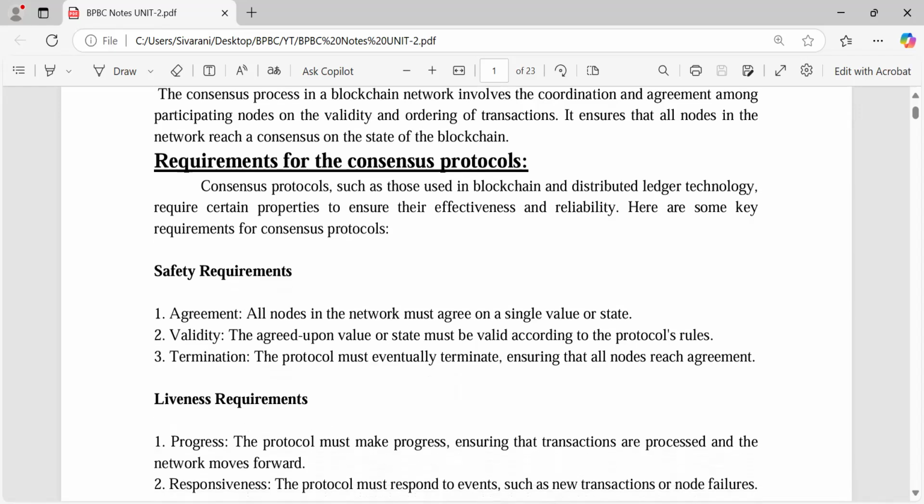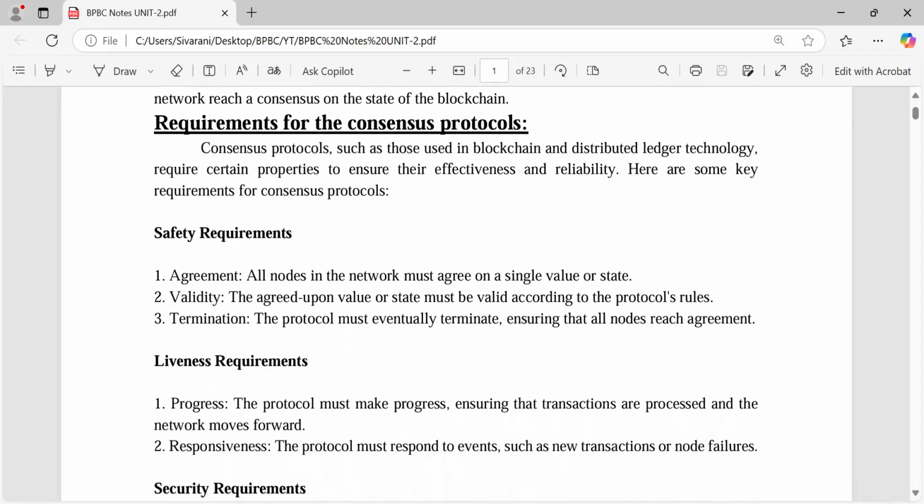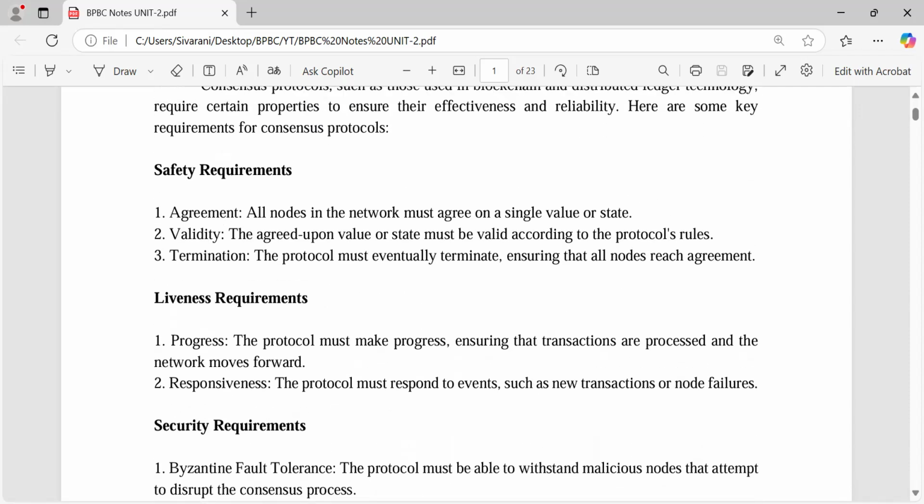What are the requirements for the consensus protocol? The consensus protocol used in the blockchain as a distributed ledger technology requires certain properties for its effectiveness and reliability. So what are the requirements?